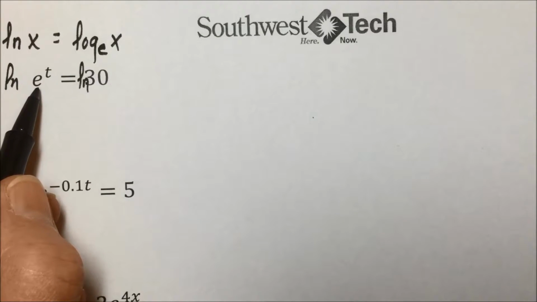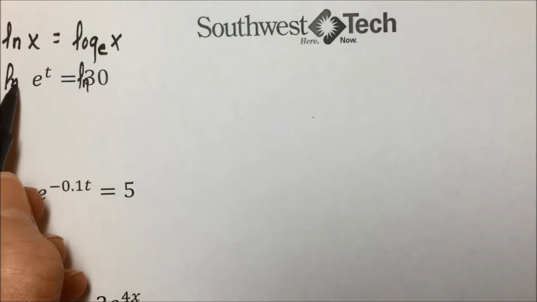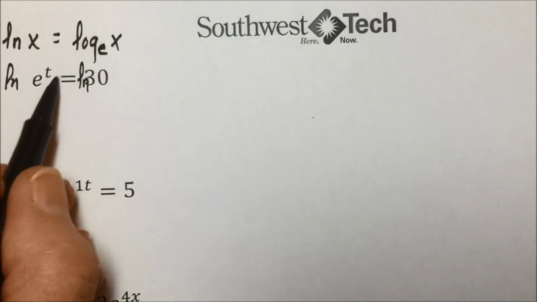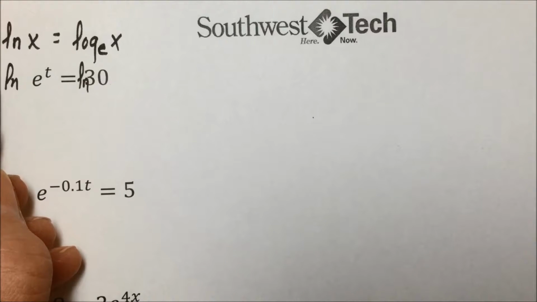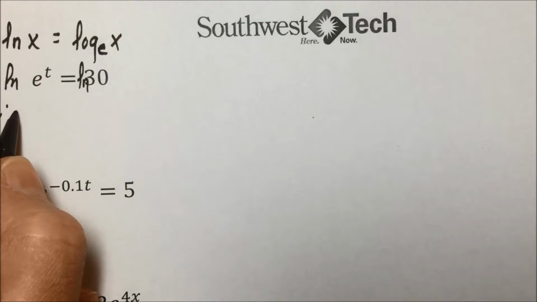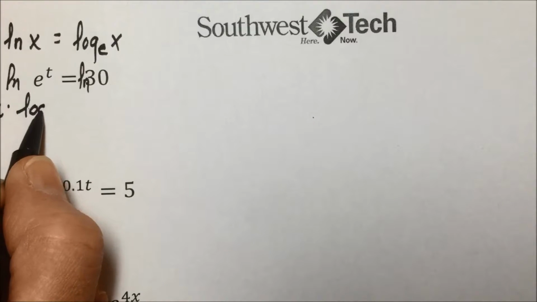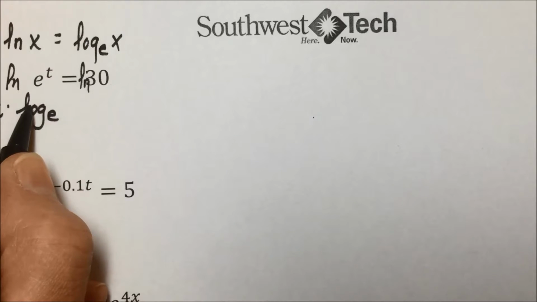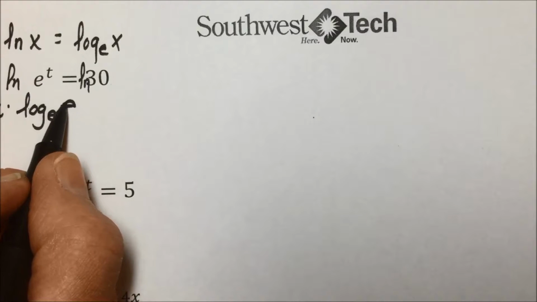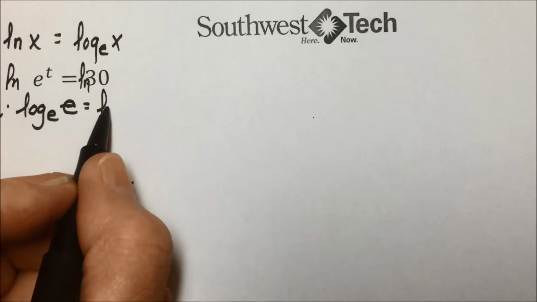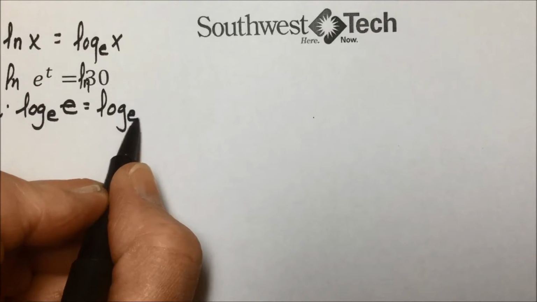Doing that, we have method in our madness, because I'll show you what happens. Again, our variable that we're solving for is t. It's an exponent. The power rule for logarithms allows us to take that exponent as a coefficient of the log. And let me write the log out here. Log base e, the natural logarithm of this e, is equal to the natural log of 30.